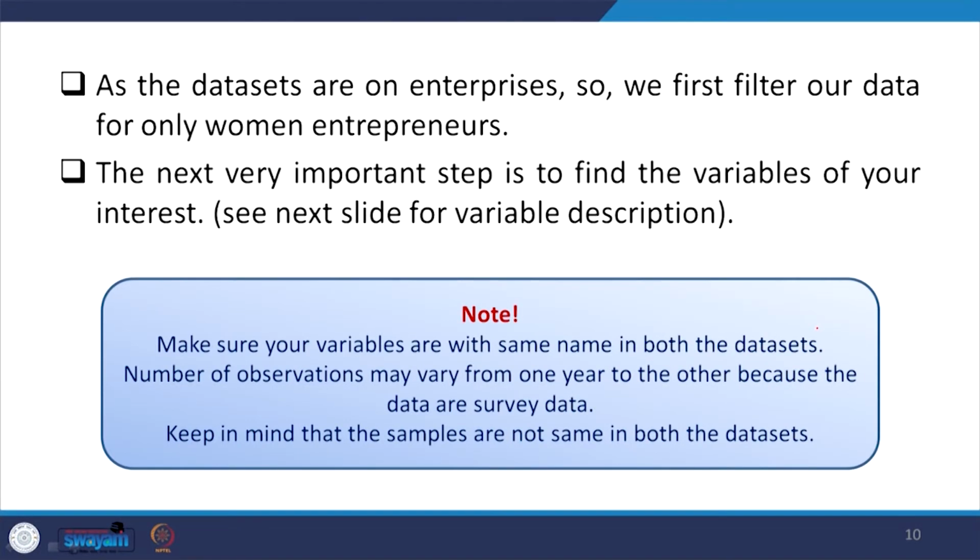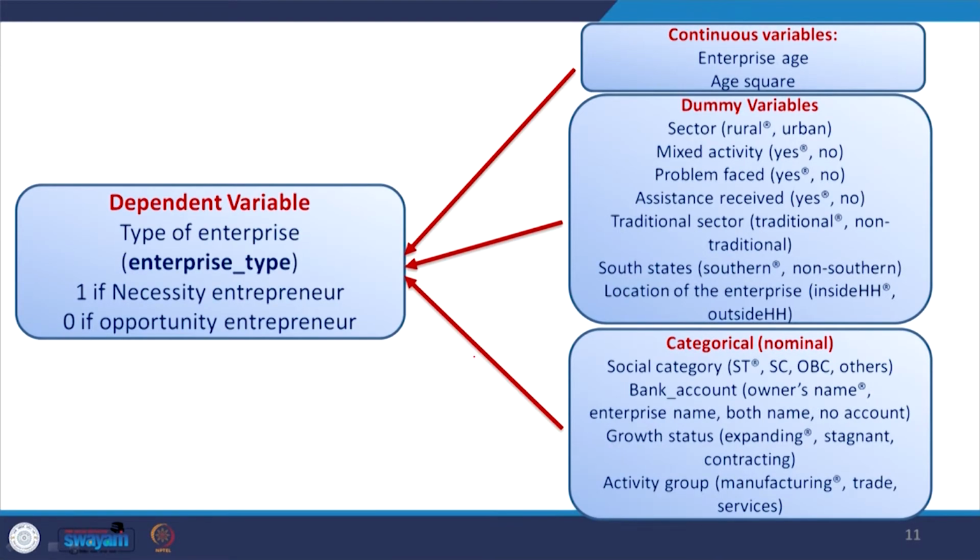So, the next important step is to get the variables of our interest which affect the women entrepreneur to be necessity driven. Now, there is a note here, please mark it carefully. Please make sure that the variables are with the same name in both the data sets, that is important. Variables should be with the same name. The number of observations may vary from one year to another, because the data are survey data, and keep in mind that the samples are not the same in both the data sets. Since different periods are considered, samples need not be the same, but variables with the same name must carry.